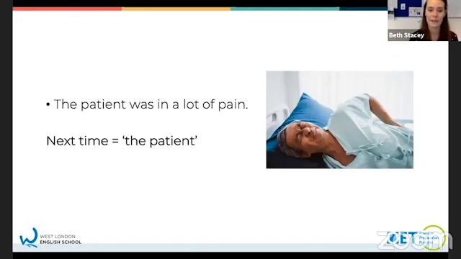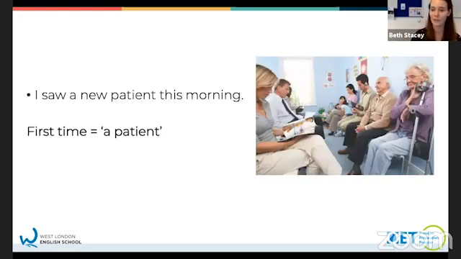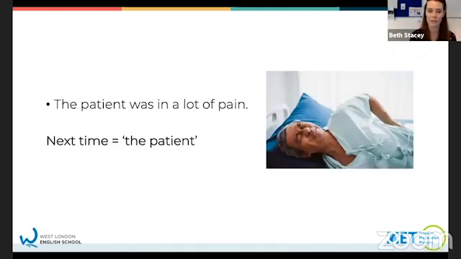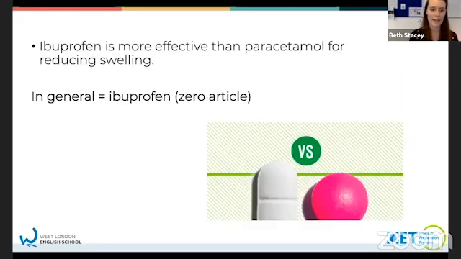And the reason now that we're using the is because I've already told you about the patient. It was this one. I saw a new patient this morning. The patient was in pain. But if we're talking about something in general, we don't use the article. So here we've got ibuprofen is more effective than paracetamol for reducing swelling.